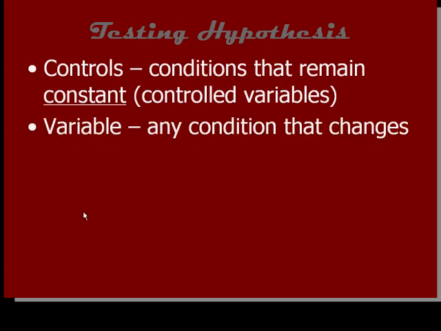The variable in that lab was seeds were exposed to radiation. So we would set up 2 sets of plants, one that had been exposed to radiation and one that had not been exposed to radiation. But the amount of soil, the amount of water, the amount of sunlight would all remain the same.